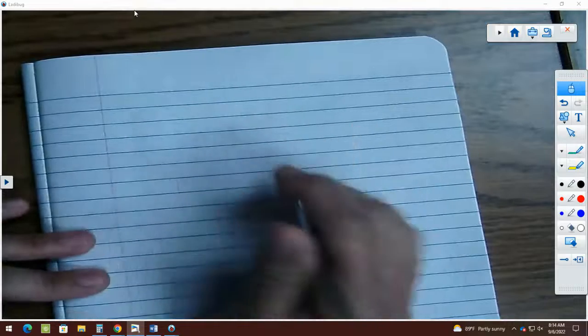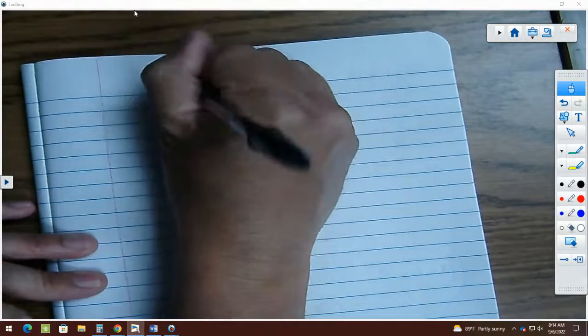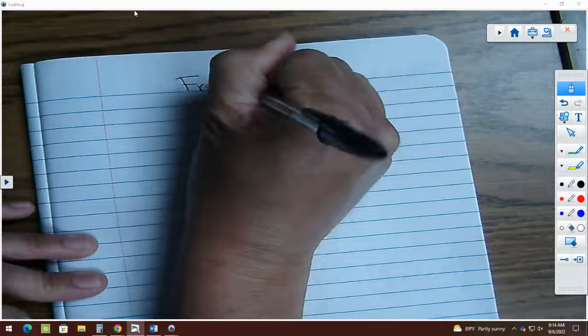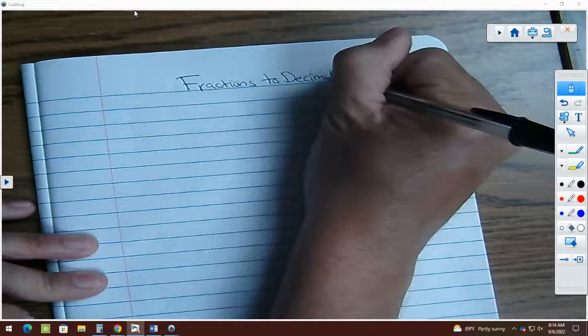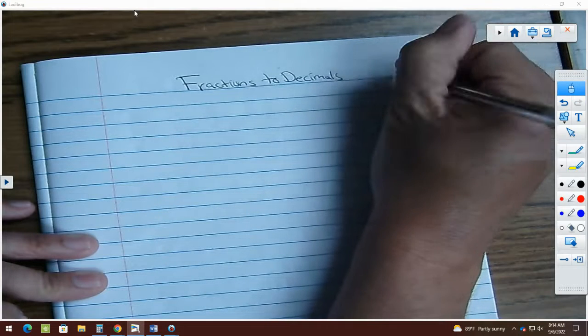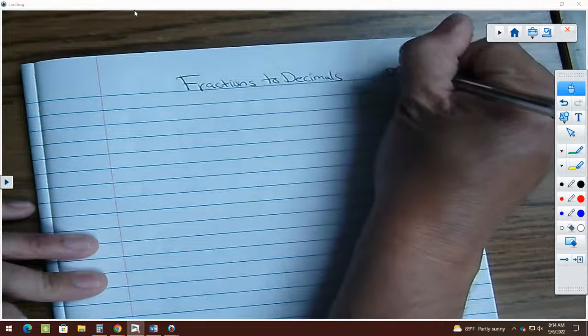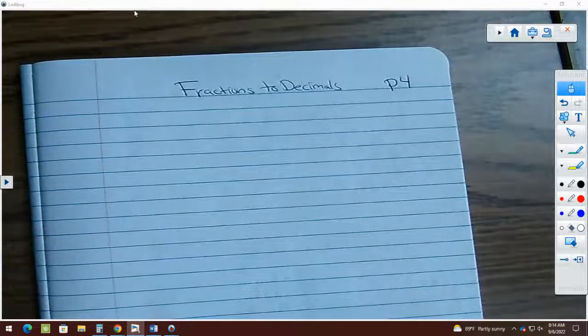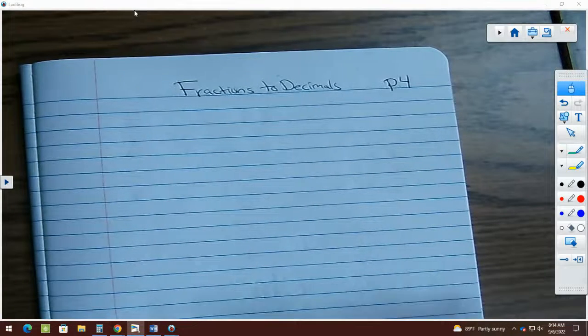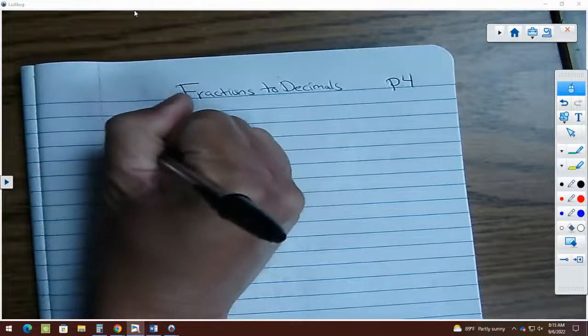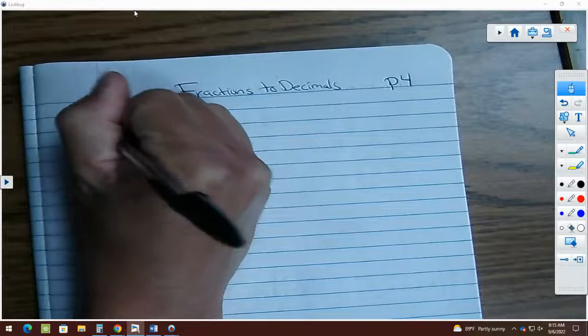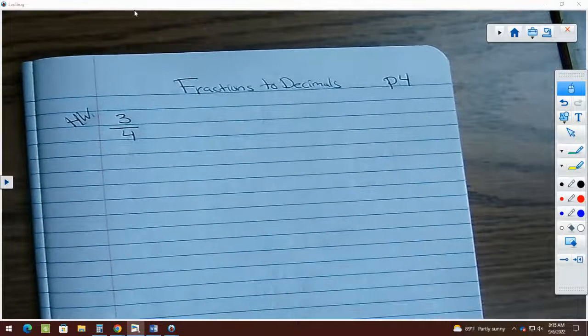Next page, because this is going to continue. We need to title it. So this is going to be still fractions to decimals. And it's still, this will be page 4. Same title, because we're still working with fractions to decimals. And the next one is 3/4. Guess what? That will be for homework. I'm giving you the easy ones for homework, by the way. So 2/4 is for homework, 3/4 is for homework.